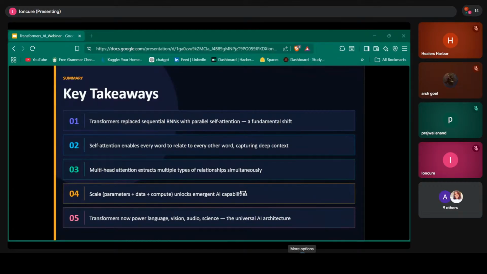Let's bring it all together. Transformers replaced slow sequential processing with parallel self-attention. That was a fundamental shift. Self-attention lets every word relate to every other word, capturing context at any distance. Multi-head attention extracts multiple types of relationships simultaneously. Scale: more parameters, more data, more compute, unlocks capabilities nobody predicted. And transformers now power not just language, but also vision, audio, science, multimodal AI, and more. So if you remember one thing from today, it's that attention changed everything.